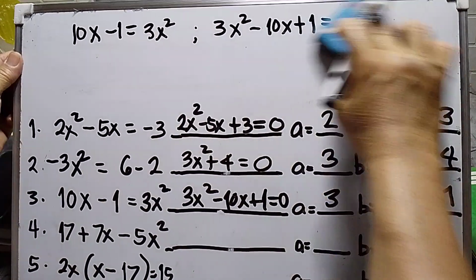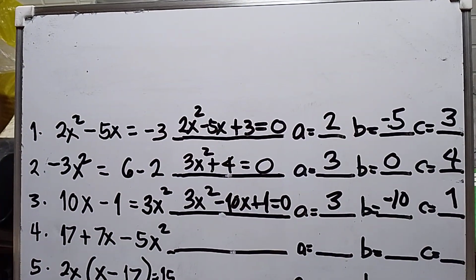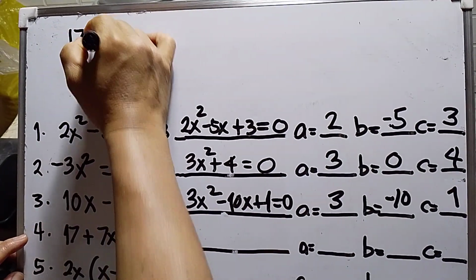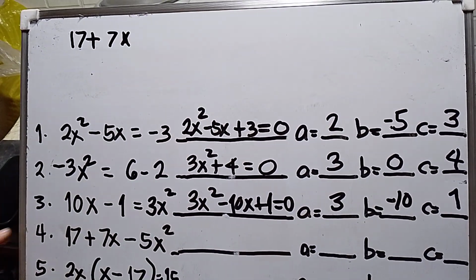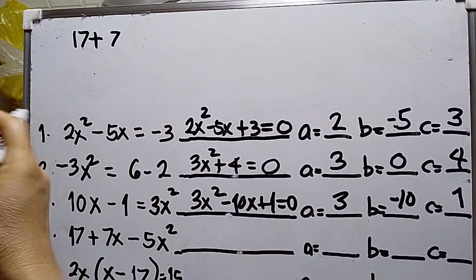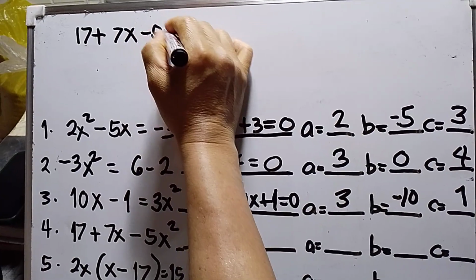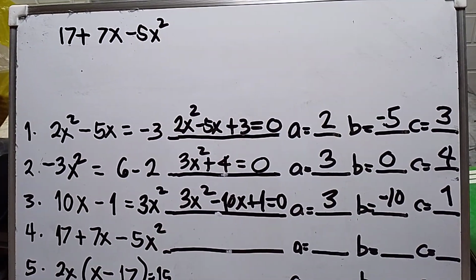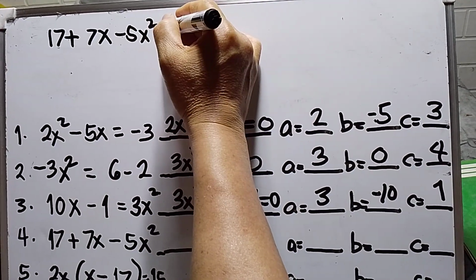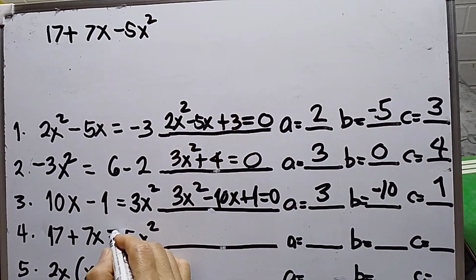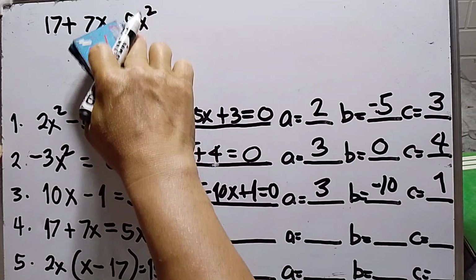Now let's proceed to number 4. Number 4 equation is 17 plus 7x minus 5x squared. So this will be, I think this will be equal, sorry. This is equal.